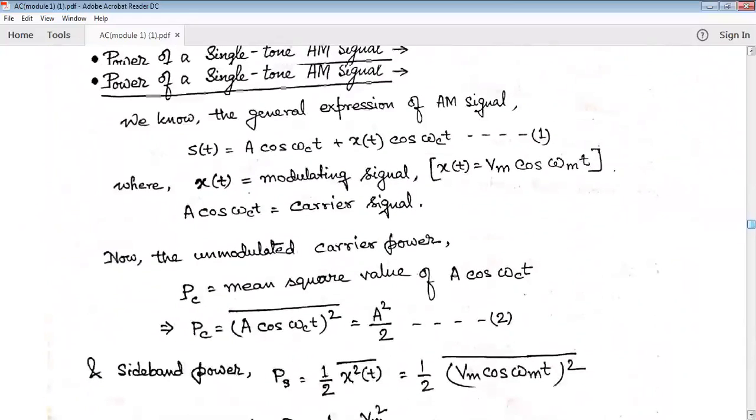Now this is the power of single tone modulation. Another small derivation is there, that is s(t) equals A cos omega c t plus x(t) cos omega c t. We have already discussed in the single tone amplitude modulation derivation, where x is the message signal, represented by Vm cos omega m t, and A cos omega c t is the carrier signal. Now the unmodulated carrier power, let us consider, is Pc, which is the mean square value of the carrier, that is A cos omega c t, which is A square by 2.